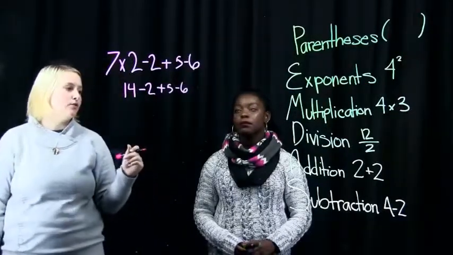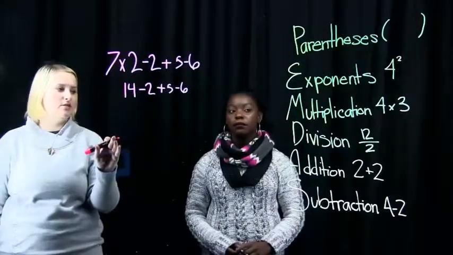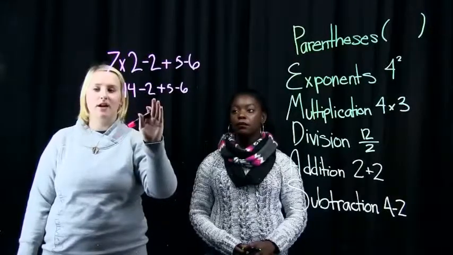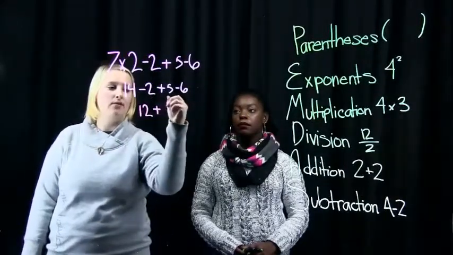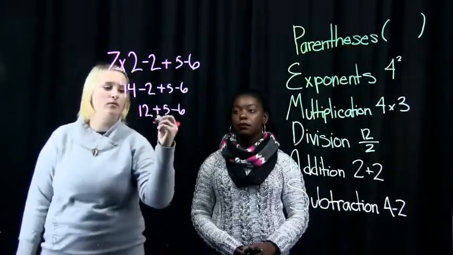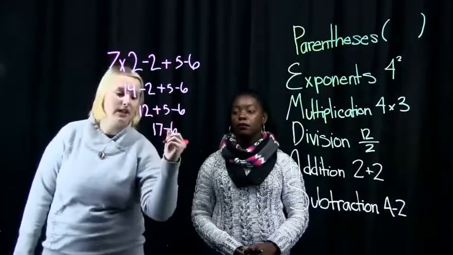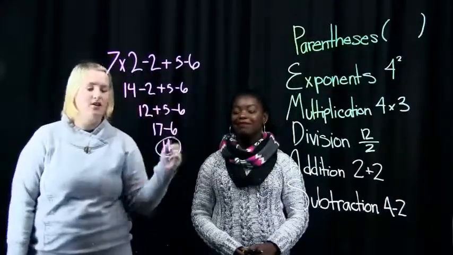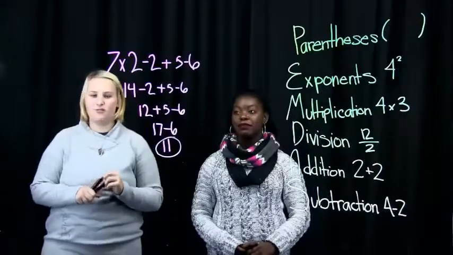And now there's no more division or multiplication, so we'll move on to addition and subtraction. And so you'll want to work from the left to the right, so we'll take 14 minus 2, which is 12. And then you write out the rest of the problem again. And then 12 plus 5, which is 17, minus 6. And then you take 17 minus 6, which is 11. And then that is your final answer. So now we'll do another problem for you.